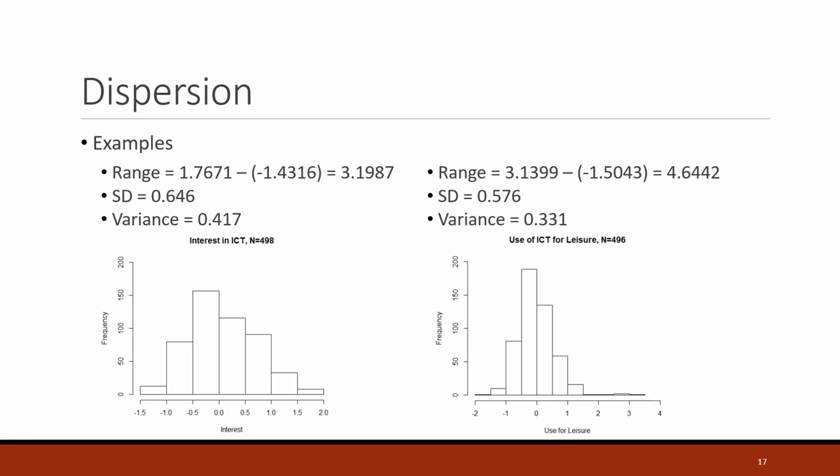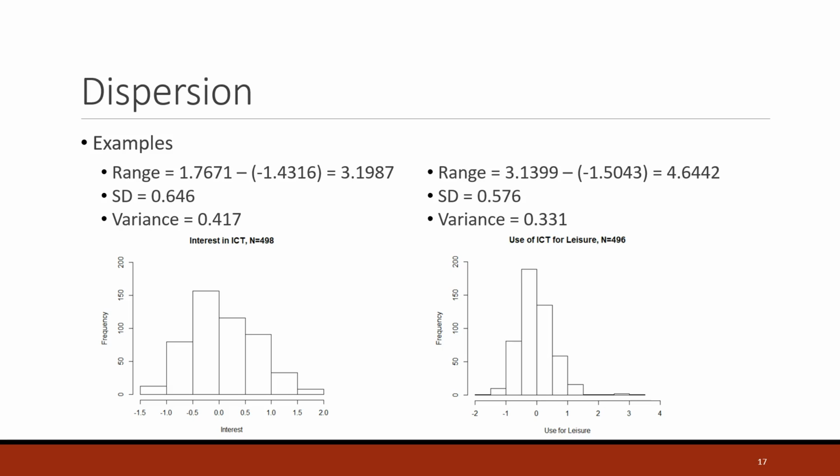So some examples of dispersion here are our 2 variables that we've seen before, our continuous variables. On the left, we have our interest in internet, computers, and technology variable. The range, the highest value is 1.7671. We subtract the lowest value, which is negative 1.4316, and this gives us a range overall of 3.1987. The standard deviation is 0.646, and the variance is the square of that, so 0.417.